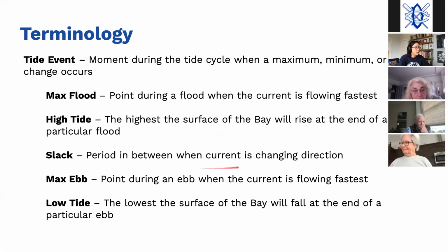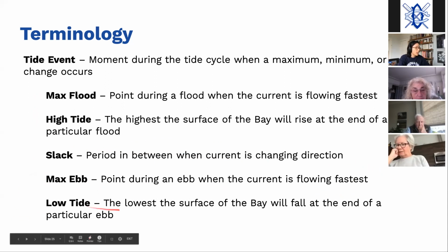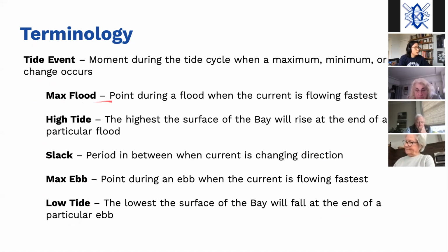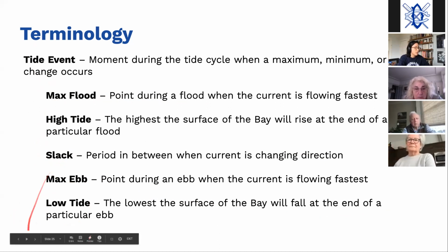Slack is the period in between a flood and an ebb, or an ebb and a flood, when the current is changing direction. Max ebb is the opposite, the point during an ebb when the current is flowing fastest. And then low tide is the lowest the surface of the bay will fall at the end of a particular ebb. So this is the cycle, right? It starts to flood, speeds up to a point, slows down, hits high tide. Then we go to slack, water turns around, speeds up as it's exiting, slows down, hits low tide, turns around, and we go up and down like that.